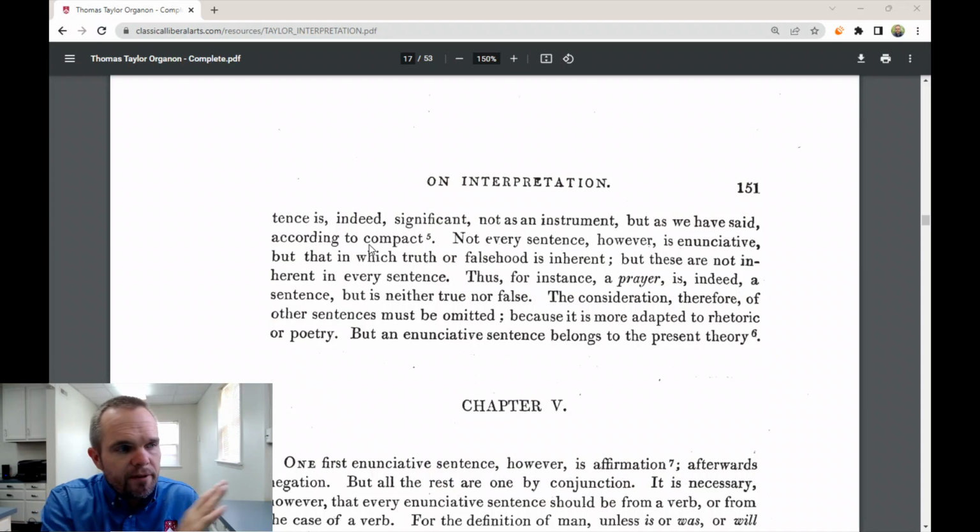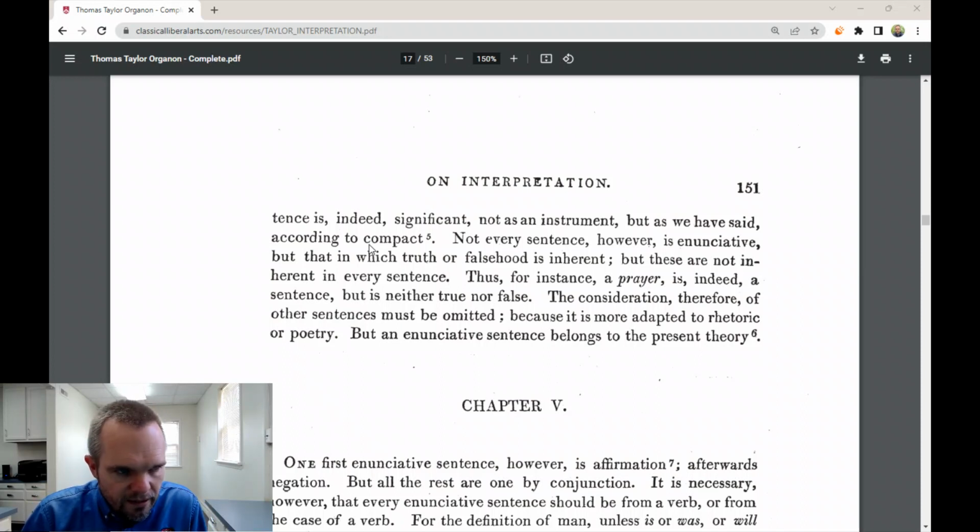Every sentence is significant according to compact. Not every sentence, however, is enunciative. So we see that an enunciative sentence is one kind of sentence, and there are other kinds of sentences. So sentence, if you've studied Porphyry, is a genus, and enunciative is a species of the genus sentence. Enunciative speech or an enunciative sentence is a kind of sentence.